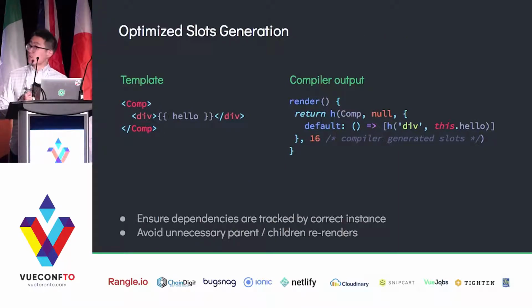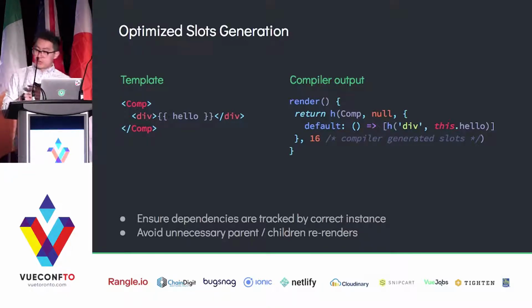Optimized slot generation. So many of you have probably used slots. One of the problems with slots in performance is that when a component has slots, it always has to re-render when the parent re-renders. So when the parent component re-renders, the child component with the slots always has to re-render to ensure that the content passed to it by the parent is up to date, because it doesn't really know whether the parent content has changed or not.